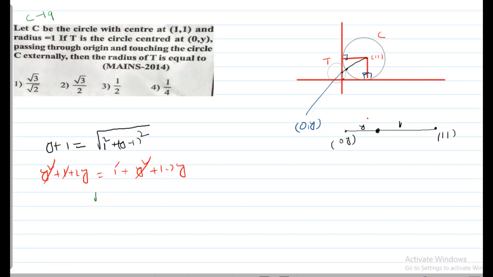so what is the meaning then? 4y is equal to 1, so y is equal to 1 by 4, means the radius of the smaller circle is 1 by 4, so the fourth option is correct.